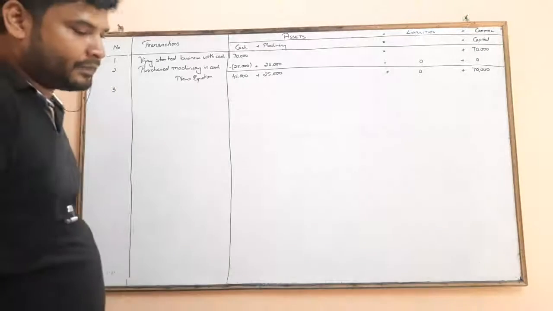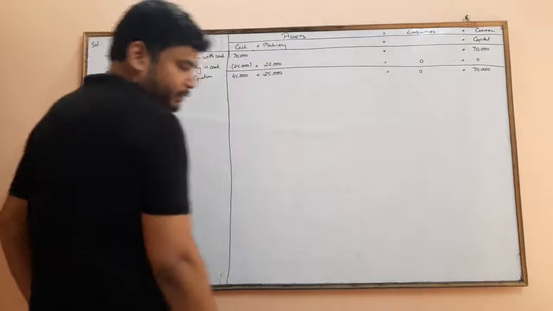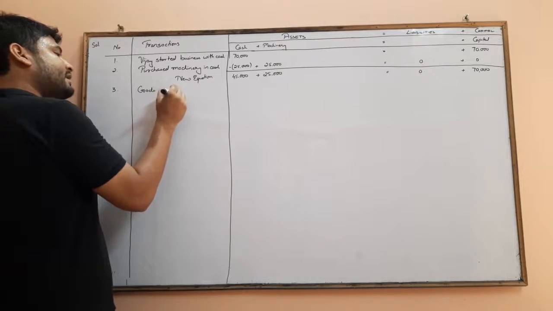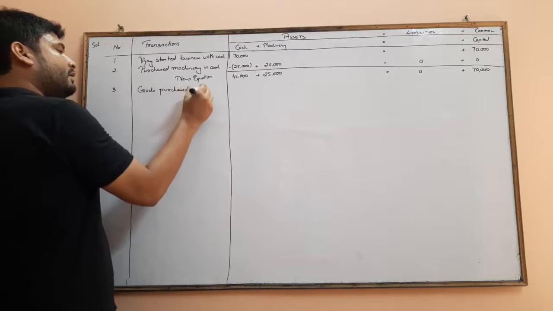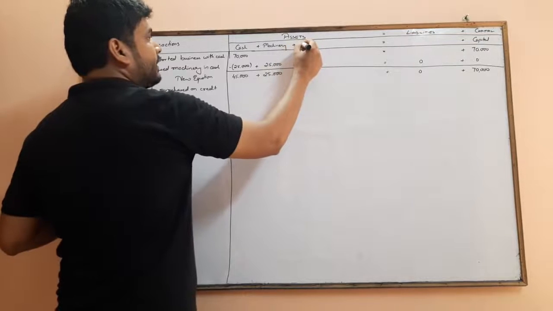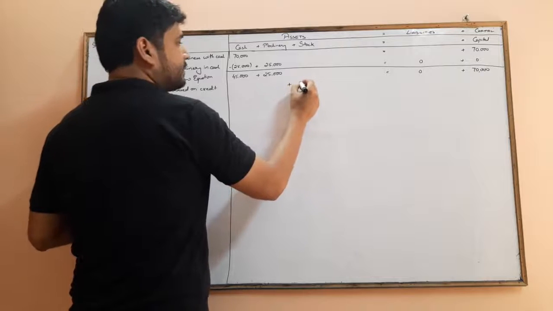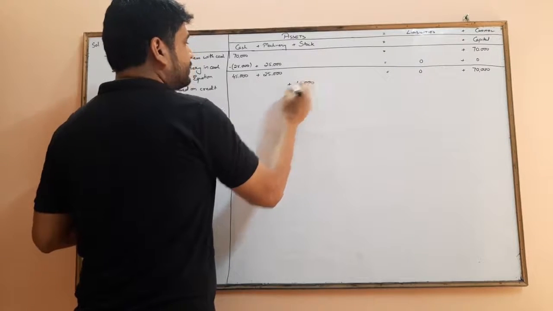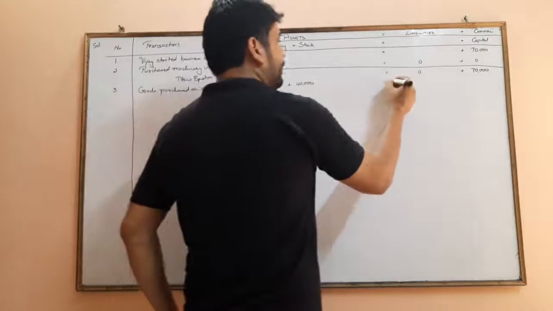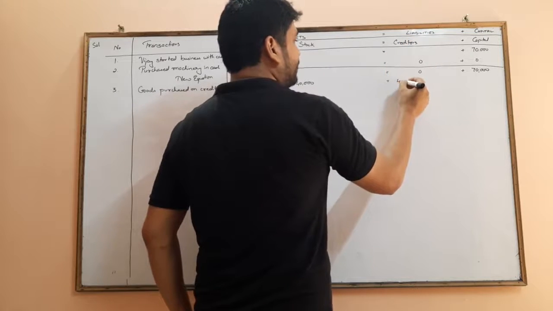The third transaction says goods purchased on credit for rupees 40,000. So I have purchased the goods on credit. Goods are the stock for the company, so it will be written on the stock, plus how much rupees? That is 40,000. And these goods which I have purchased are liabilities. They are in the form of creditors. So it will be 40,000 over here.